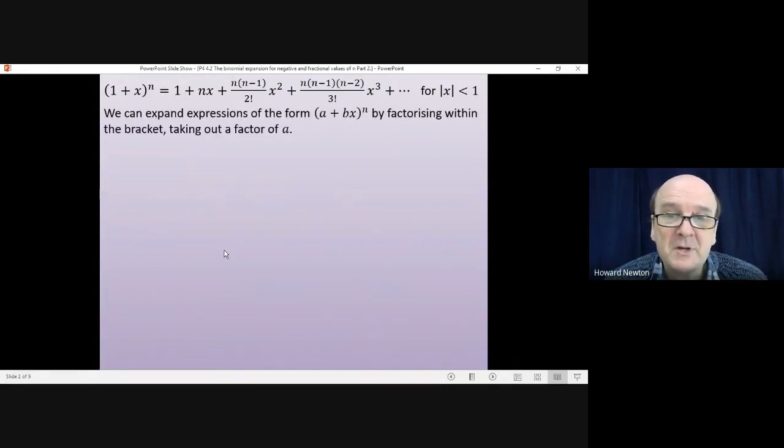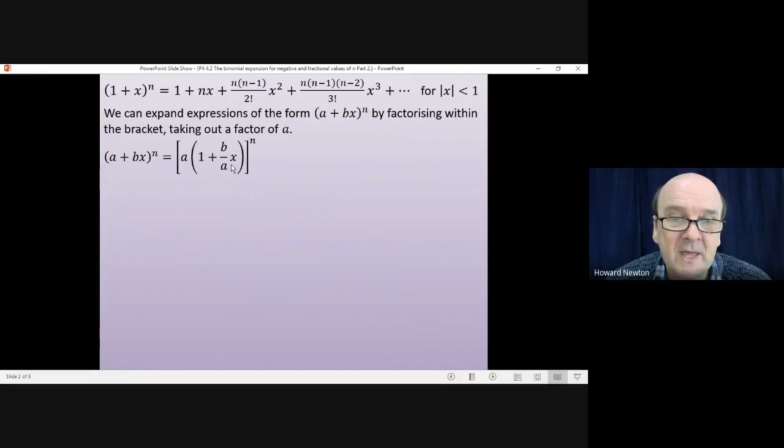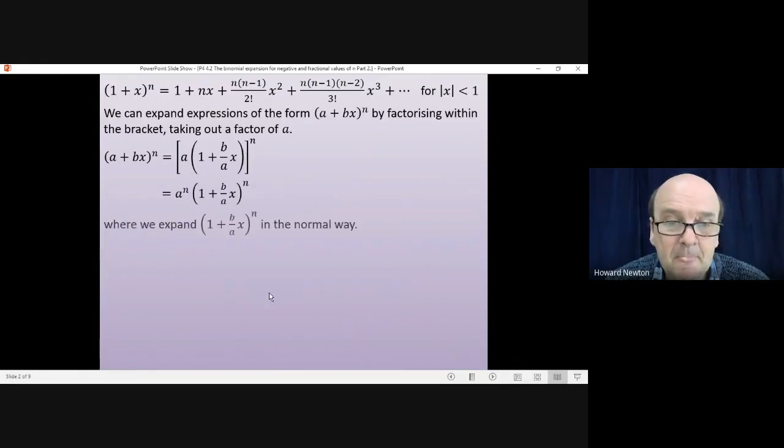Well, we can expand expressions of the form a plus bx to the n by factorizing within the bracket, taking out a factor of a, and ultimately creating something that has the same form as the last lesson. So a plus bx to the n, taking a outside of the brackets, will give us a into 1 plus b over a times x, and all of that needs to be to the power of n. Splitting that into two parts, it gives us that. And then we expand 1 plus b over a x to the power of n in the normal way, just like we did in the last lesson.